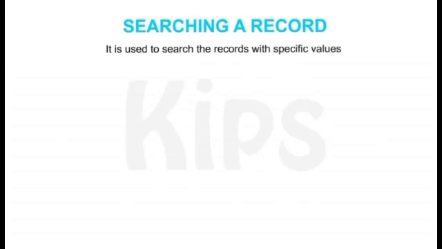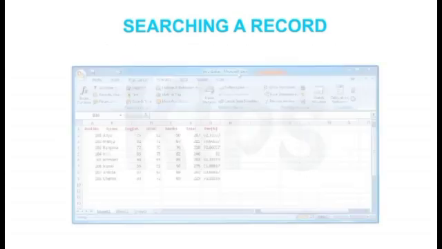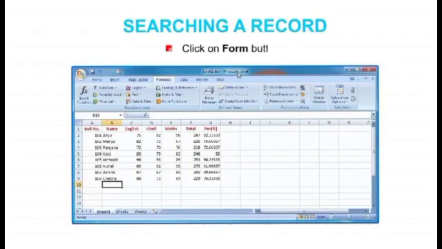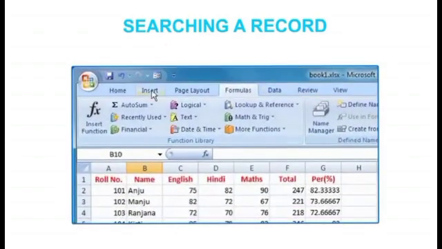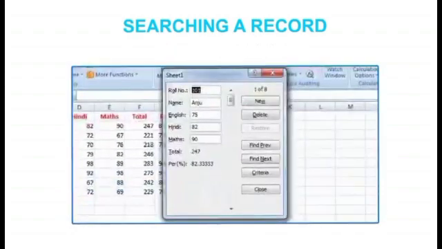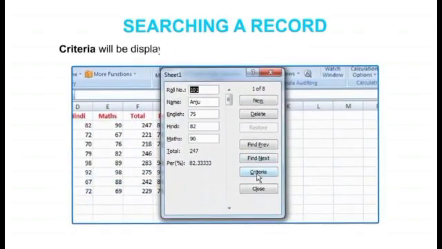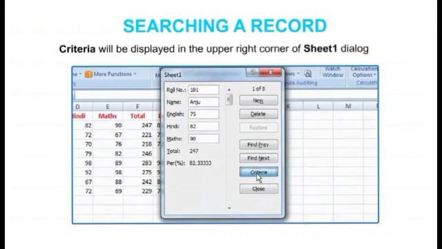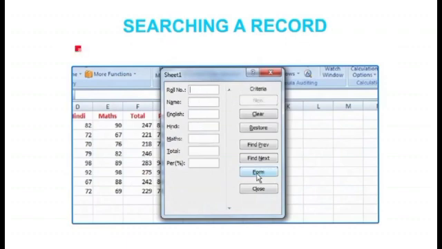Searching a record. It is used to search the record with a specific value. Click on the Form button. Click on the Criteria button. Criteria will be displayed in the upper right corner of the Sheet1 dialog box. Type the data that you want to search in the appropriate field.